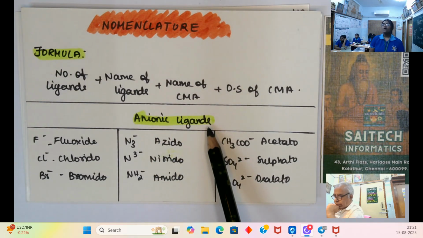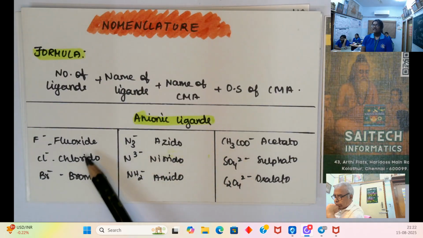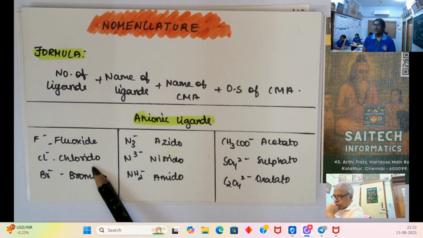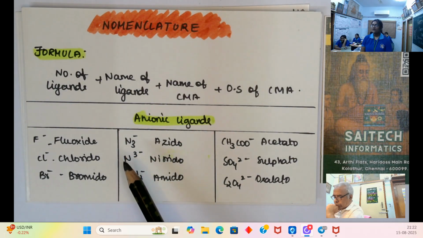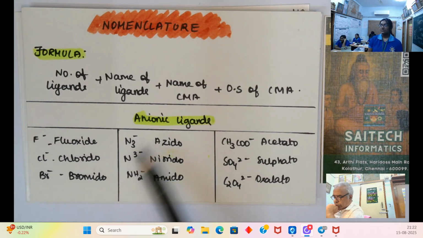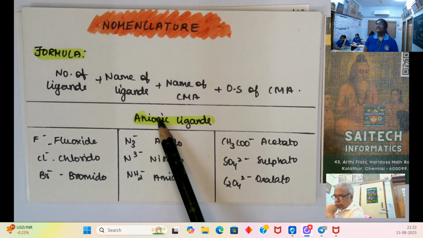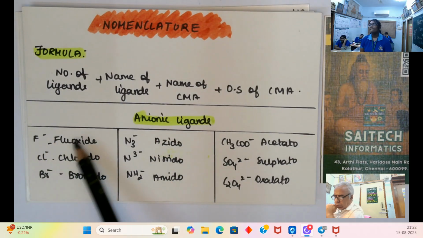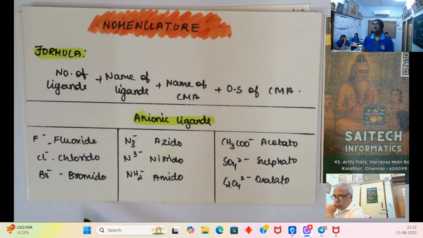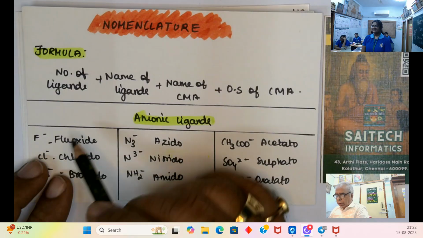F minus is fluorido. Cl minus is chlorido. Br minus is bromido. N3 minus is azido. Anionic ligand F minus means fluorido.